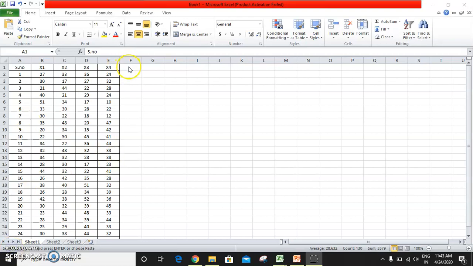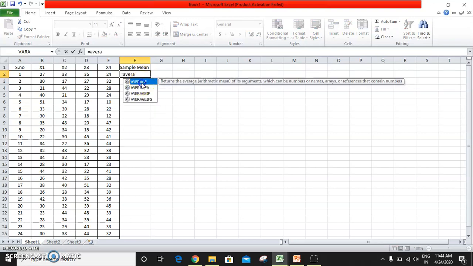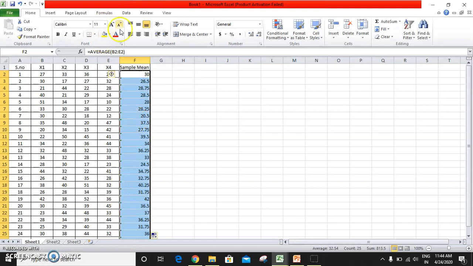So first of all, we will find the sample mean for the given 4 observations. We did the same in the previous session, so it will be a good recall for everybody. For that purpose, as you remember, we'll insert the formula, the average of the first 4 observations. So this is our sample mean, and when we double click here, we'll get the sample mean for the rest of the observations.